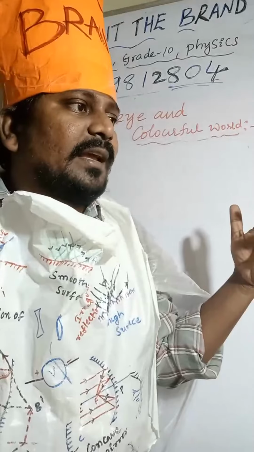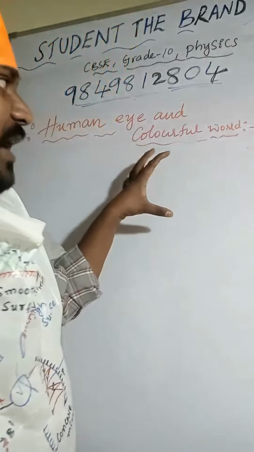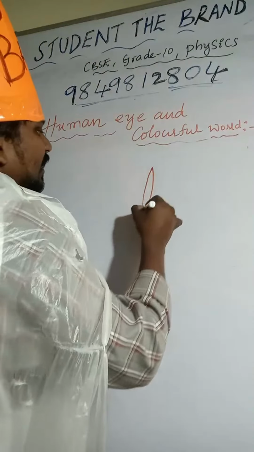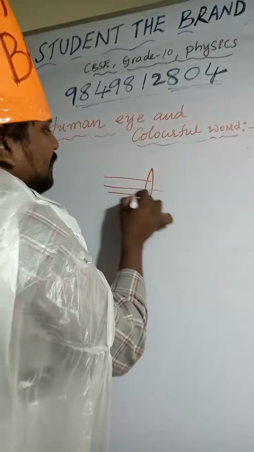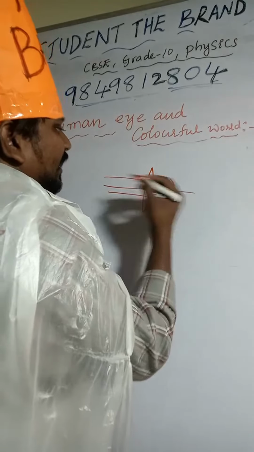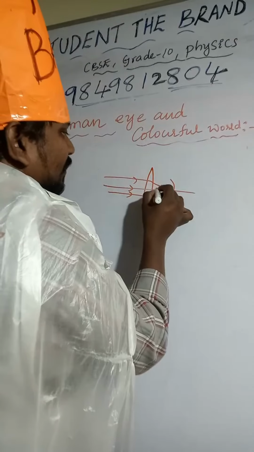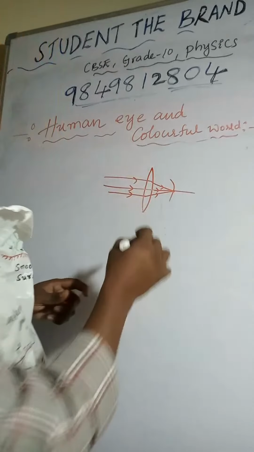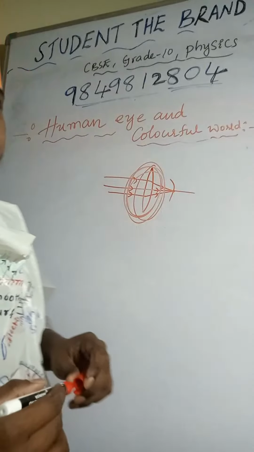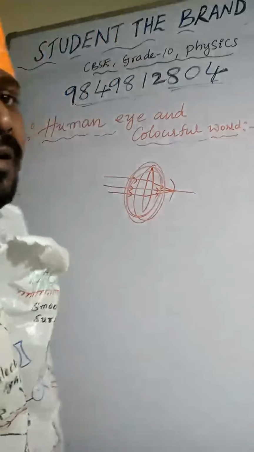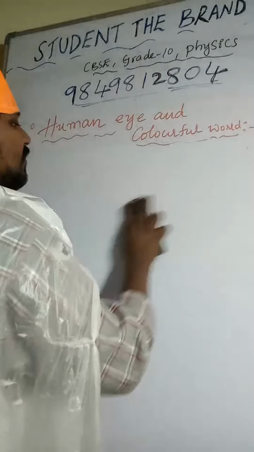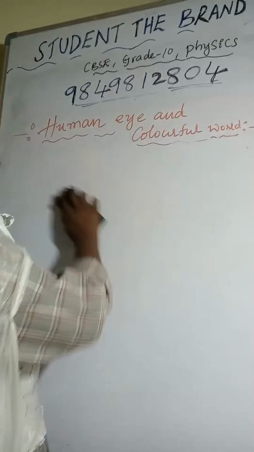Normally, the lens should refract when a light ray falls on it. So here is a lens like this. When light rays fall on it, it should refract and make them fall at the retina. If the light rays are not meeting at the retina, it means the lens is not refracting the light properly. That's why they are called refractive defects.